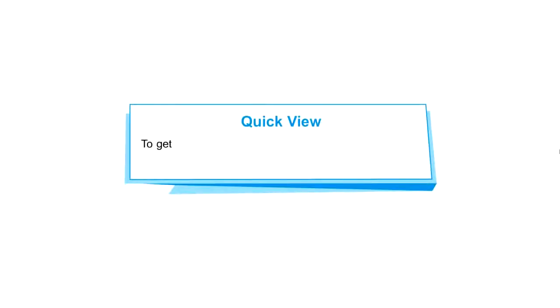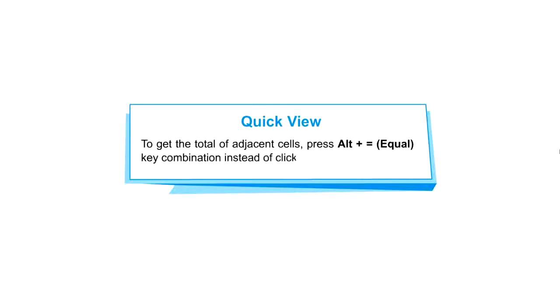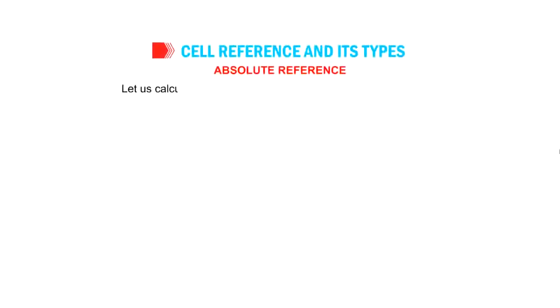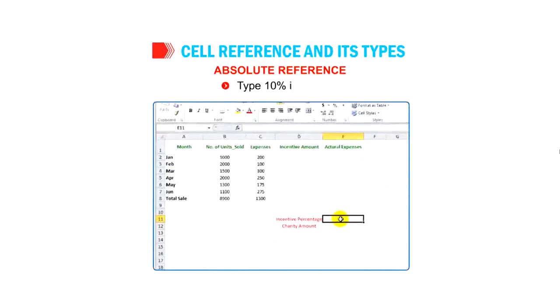Students, we can quickly get the sum of the values of the adjacent cells. Press the Alt+= key combination instead of clicking the AutoSum button. Let us calculate the incentive at the rate of 10% on monthly sales. Type 10% in cell E11.